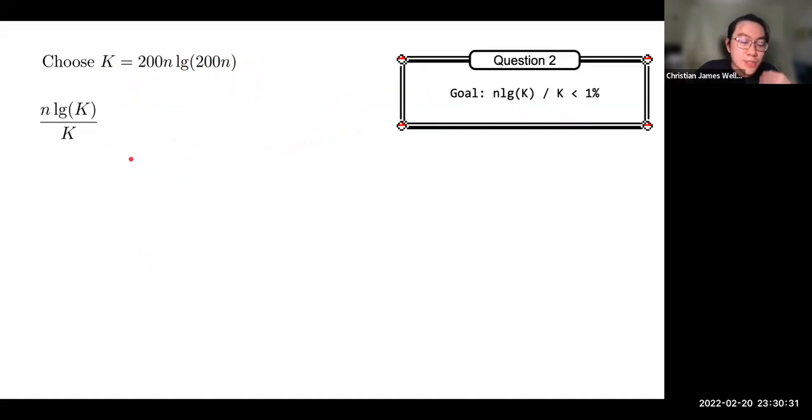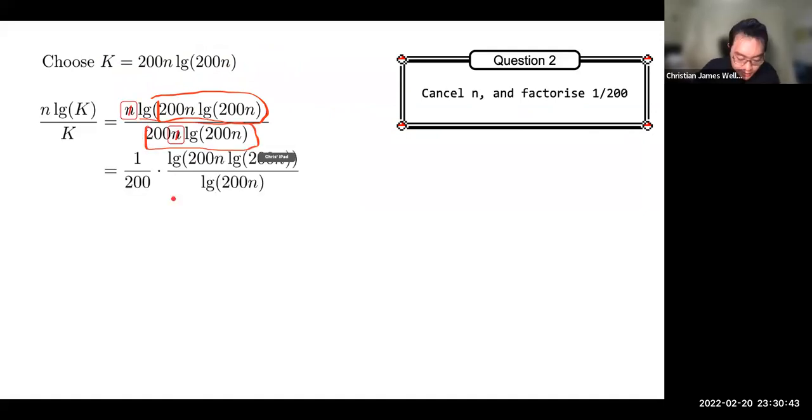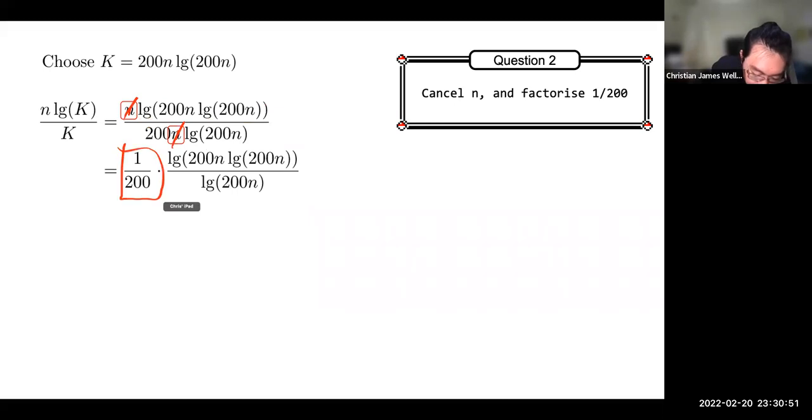So let's do the derivation once. We substitute 2k equal to this value. It just goes in over here, and here. Afterwards, notice how we can cancel the n's. Then we factor out the 1 over 200. This is this region over here. And the right-hand side stays the same.